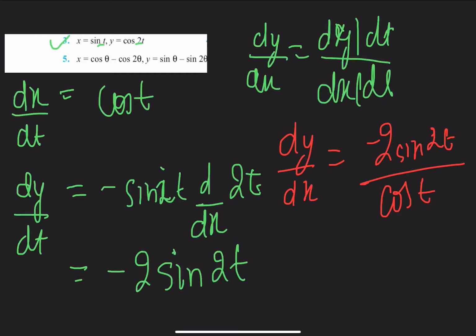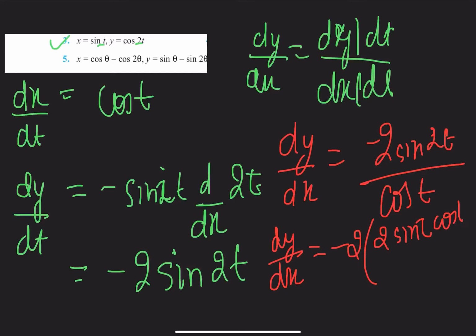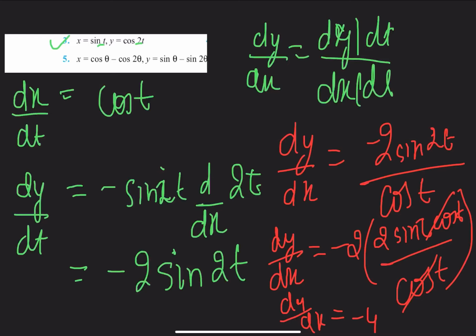Now what we can do, we can further simplify it a bit using our basic trigonometry. Sin 2 theta is 2 sin theta cos theta. This we already know. So dy by dx will become minus 2 is outside. Sin 2t means 2 sin t cos t. This is a class 11 formula. Please remember these formulas. The cos t and cos t gets cancelled. 2 into 2 is 4. So your final dy by dx is equal to minus 4 sin t.